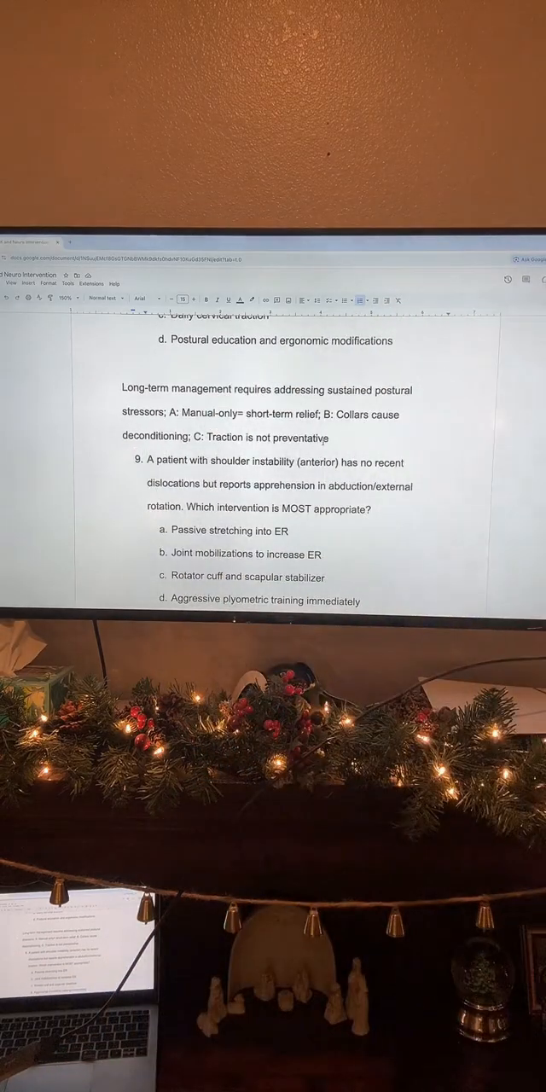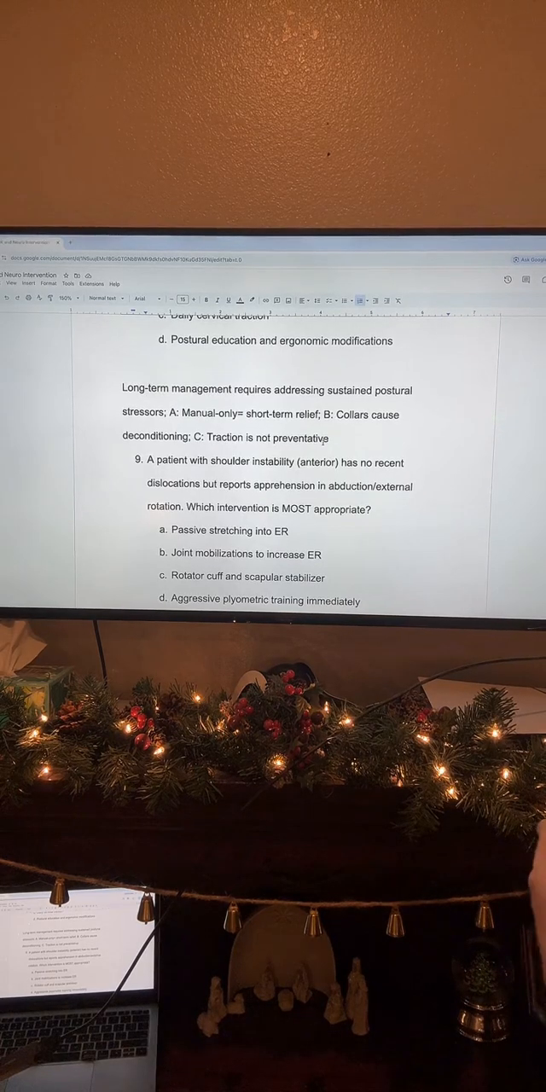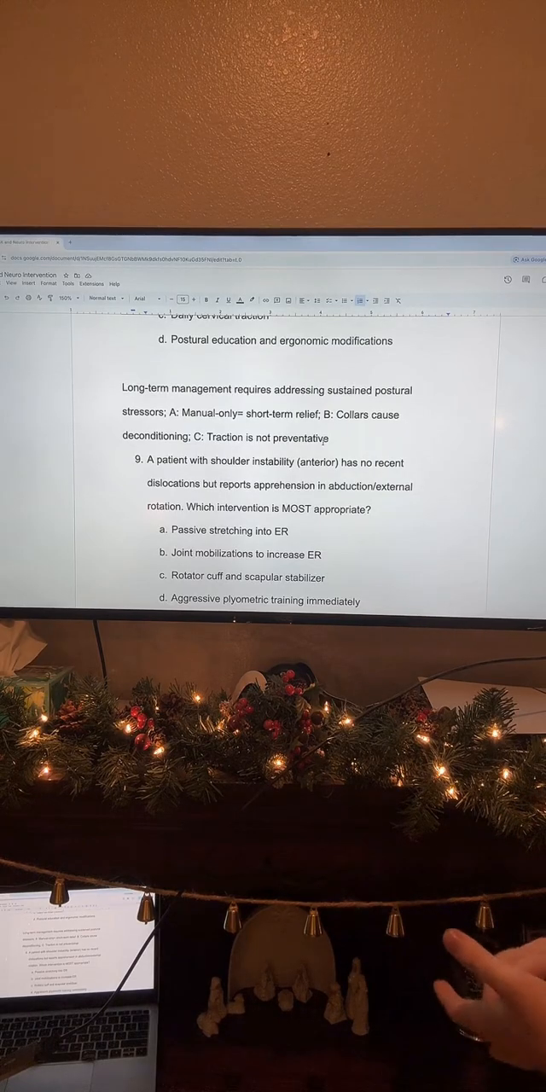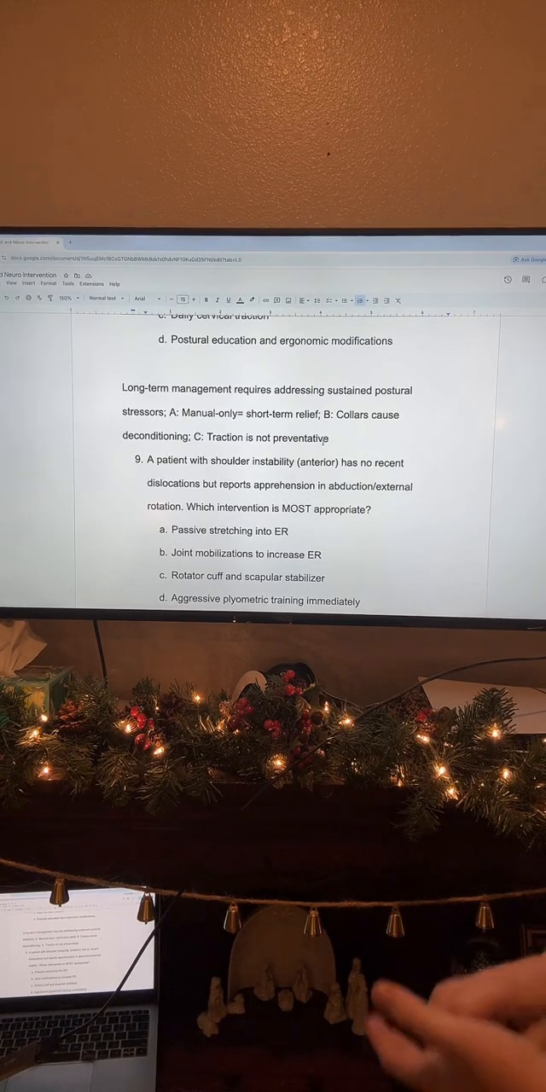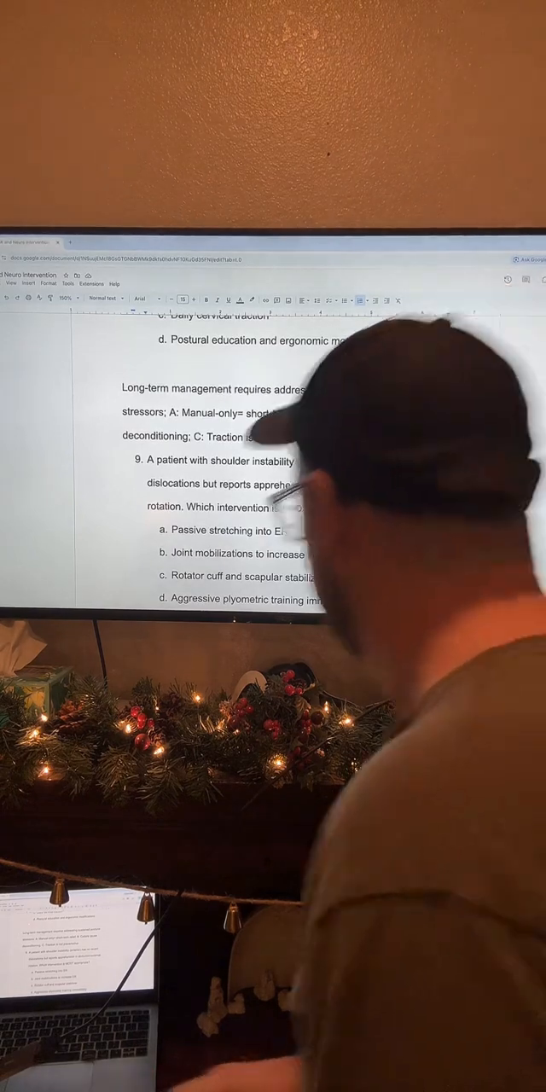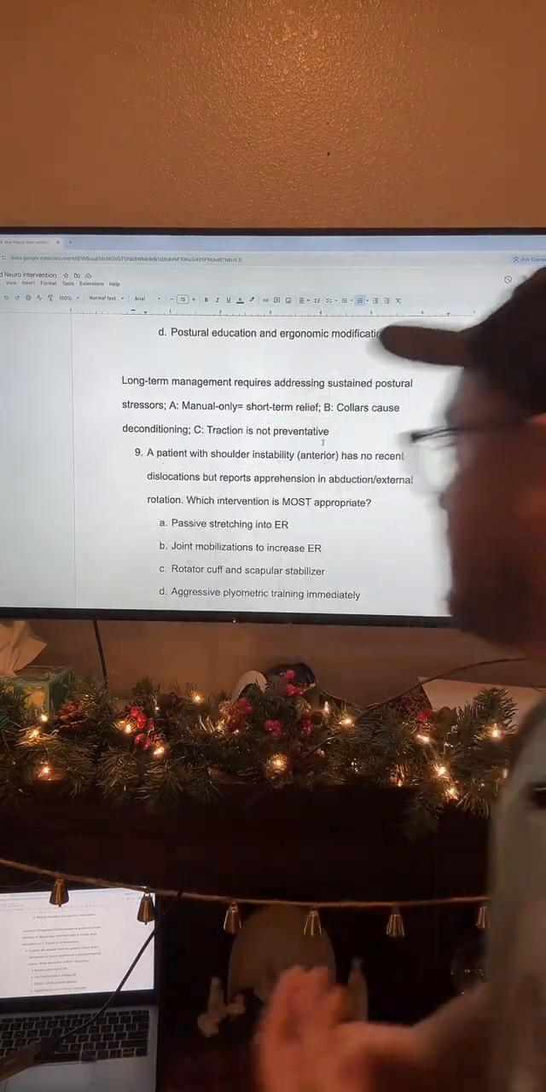Number 9, a patient with shoulder instability anteriorly has no recent dislocations, but reports apprehension in abduction and external rotation. Which intervention is most appropriate? A, passive stretching into external rotation. B, joint mobilizations to increase external rotation. C, rotator cuff and scapular stabilizers. Or D, aggressive plyometric training immediately. Give you guys time to answer.